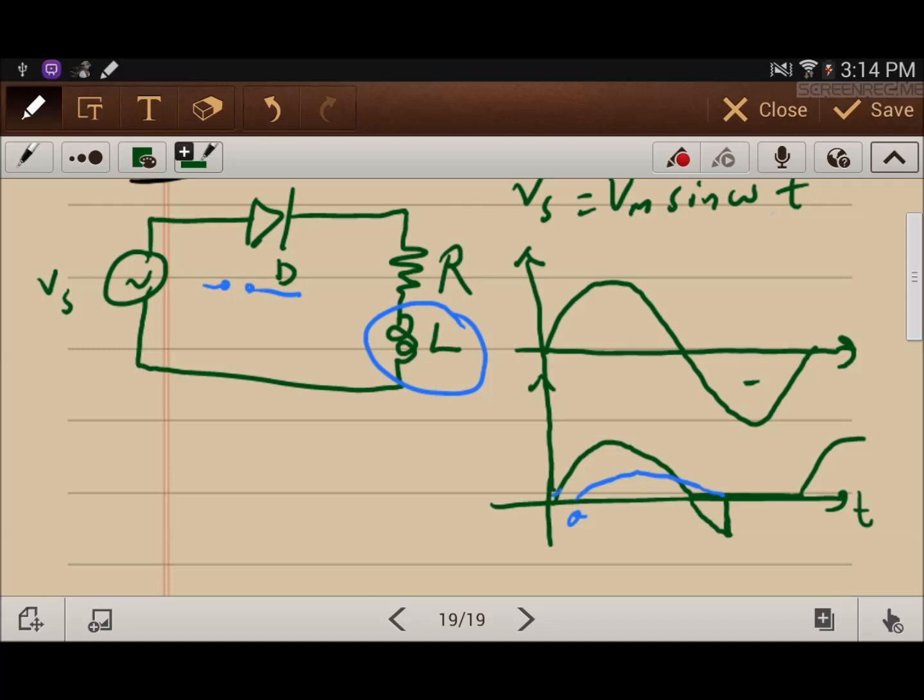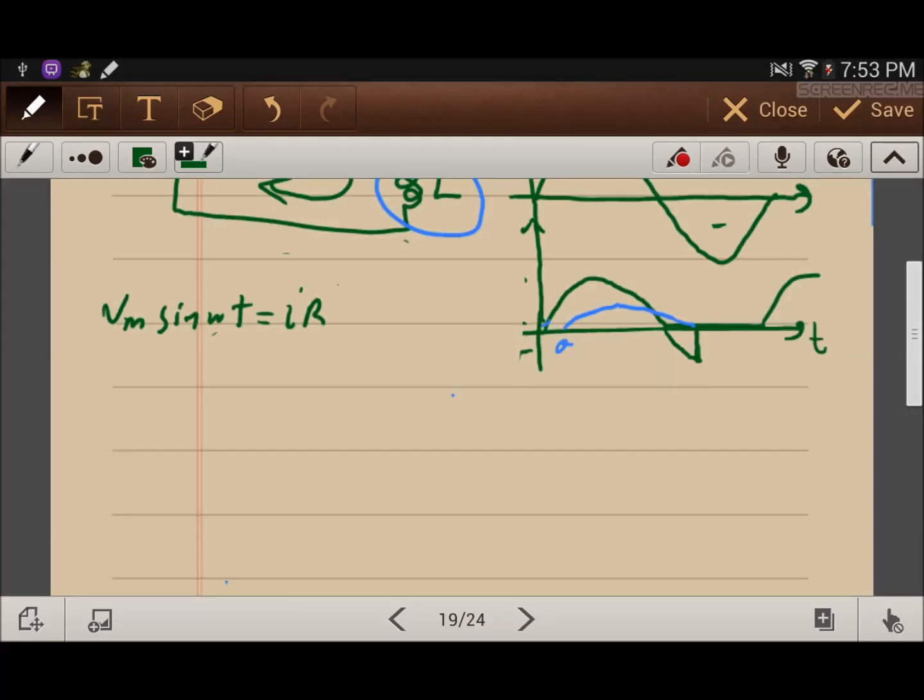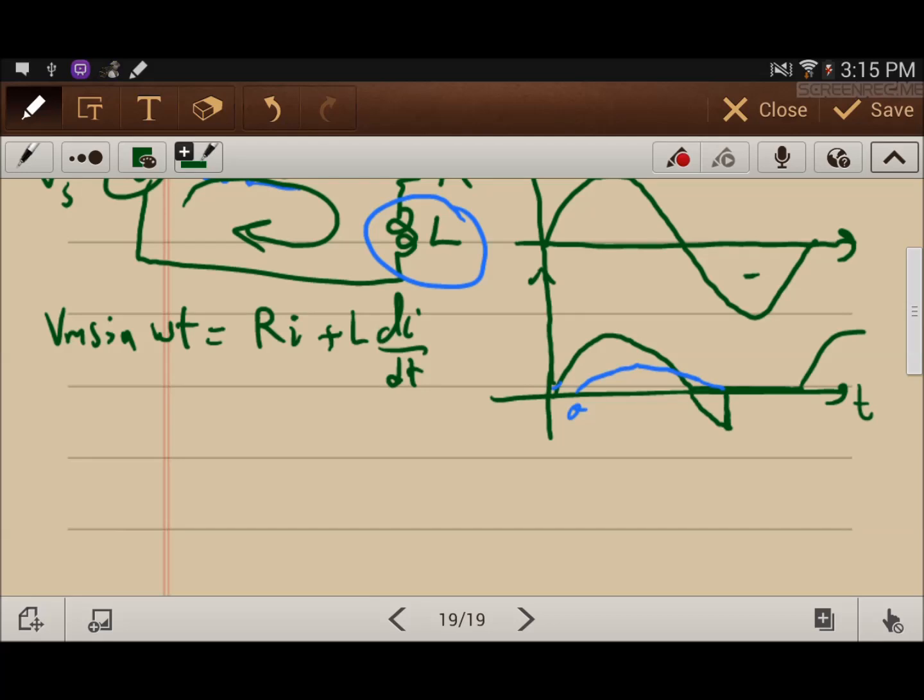And we can express this relationship by a differential equation. If I take the Kirchhoff voltage law on this closed loop, it will be V maximum sine omega t equal to the voltage drop across the resistance, plus the voltage across the inductance. So how can we solve this differential equation?